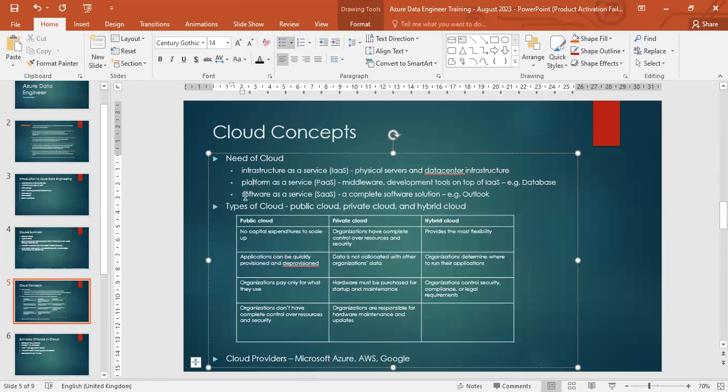Okay, I'll move to the next one, that is software as a service. For example, Outlook. The whole software is built by the cloud providers, and they will provide that as a service to you. So you do not need to even create or manage the whole software itself. For example, Microsoft Outlook, where you can have multiple email IDs and communicate within the organization using this tool. So you do not own anything.